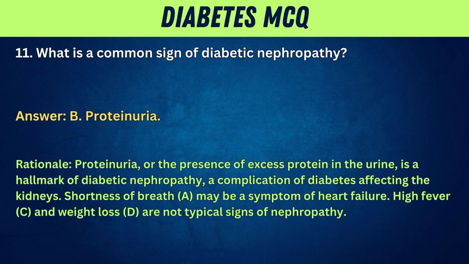Rationale: proteinuria, or the presence of excess protein in the urine, is a hallmark of diabetic nephropathy, a complication of diabetes affecting the kidneys. Shortness of breath, A, may be a symptom of heart failure. High fever, C, and weight loss, D, are not typical signs of nephropathy.